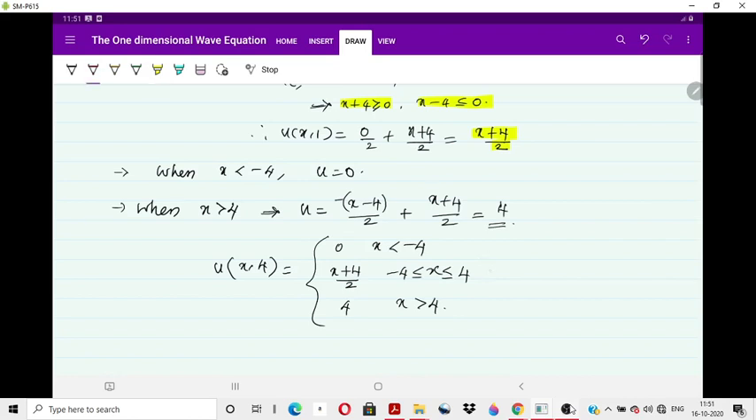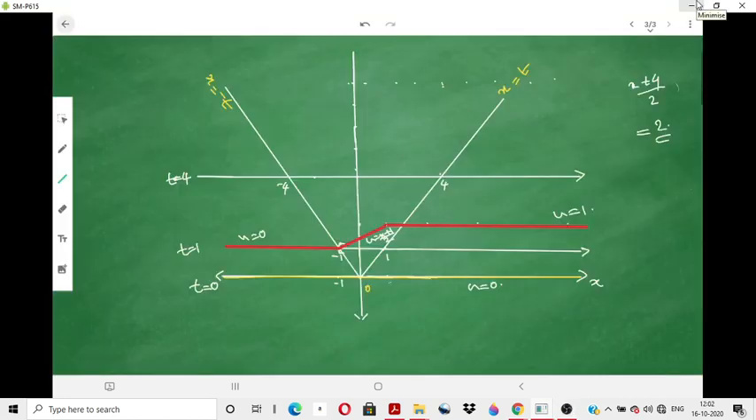Okay, so this is our u at (x, 4), when it is equal to 0 when x is less than -4, and in the closed interval -4 to 4, the value is (x+4)/2, and it is equal to 4 for x greater than 4. Now we can plot the graph of u at time t equal to 4.